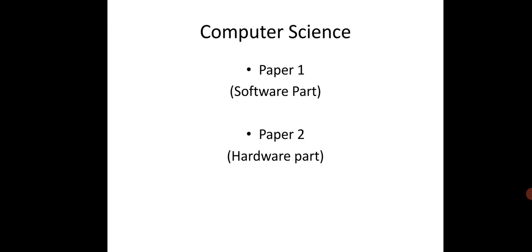Basically, the computer science paper is overall 200 marks: 100 marks for practical and 100 marks for theory. For theory you have 50 marks for part 1 and 50 marks for part 2, that is 100 marks, and for practical you have paper 1 for 50 marks practical and paper 2 for 50 marks practical. Overall it is a 200 marks paper.